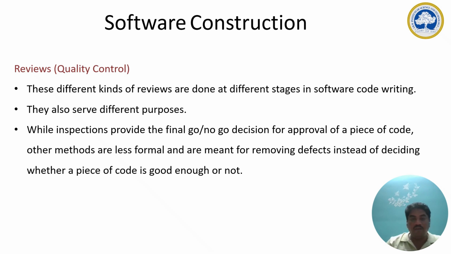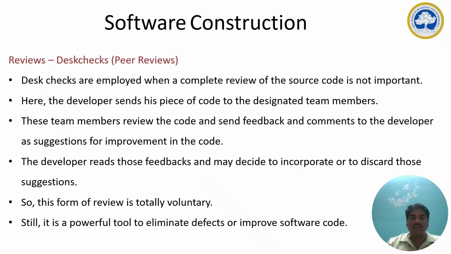These different kinds of reviews are done at different stages of software code writing, so they serve different purposes. Inspection is the final stage, where we decide to accept or reject the software. Every method and style has specific solutions, so we follow the method as per the situation. First method: desk checks.